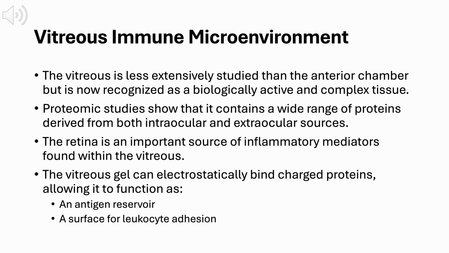The gel also has an interesting physical property. It can electrostatically bind charged proteins. That binding capacity lets the vitreous function in two ways, as an antigen reservoir, holding antigen in place, and as a surface for leukocyte adhesion, providing a scaffold where immune cells can gather. So the vitreous is both a chemical archive and a physical platform for immune activity. Its autoimmune potential and resident cells come next.